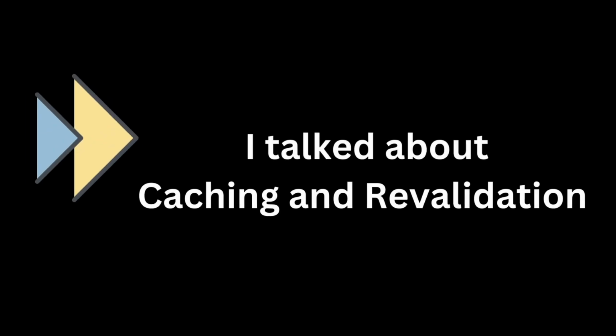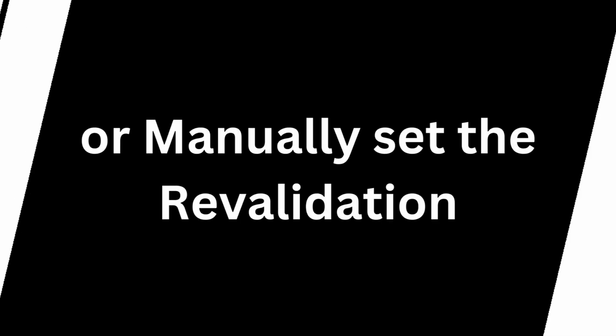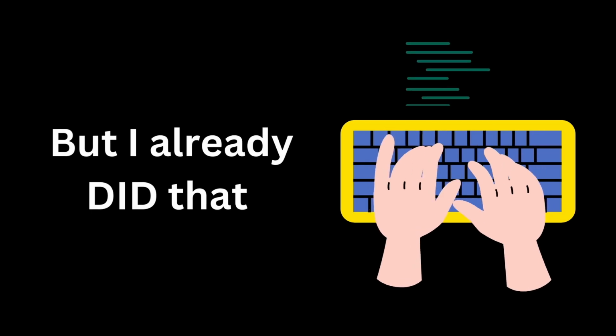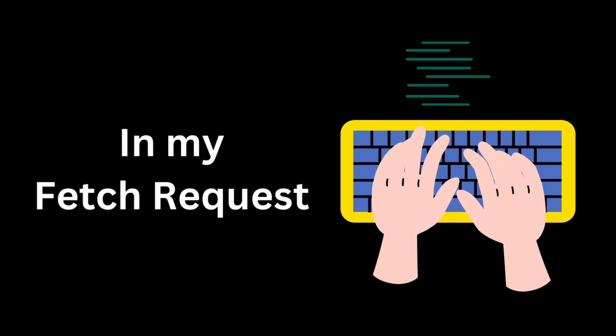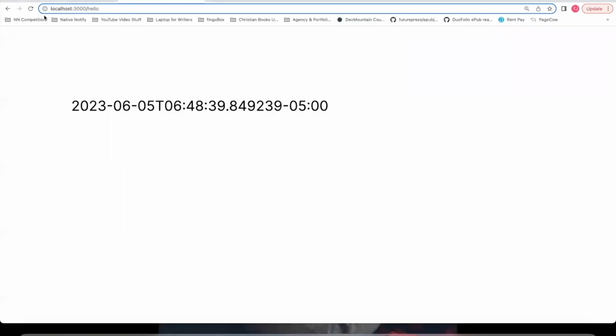If you saw my last video, I talked about caching and revalidation. Normally with a server-side component, you have to set the caching to no store or manually set the revalidation. But I already did that in my fetch request. I put cache, no store. And I also tried to pass in the next revalidation object. But if you come to the page, you'll notice I can refresh the page and still nothing happens. So what is going on?